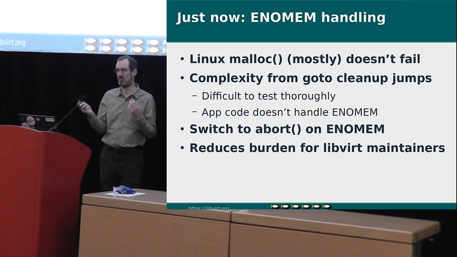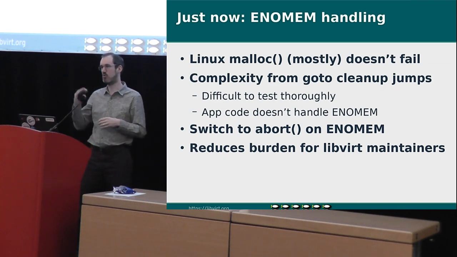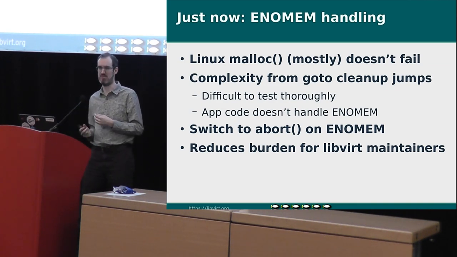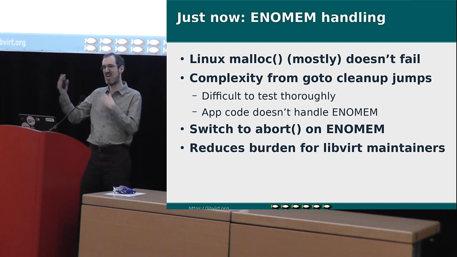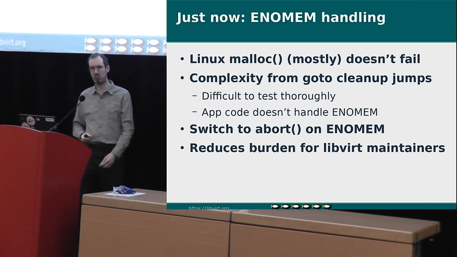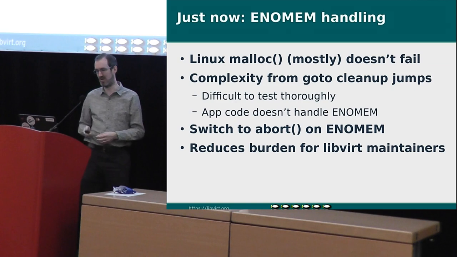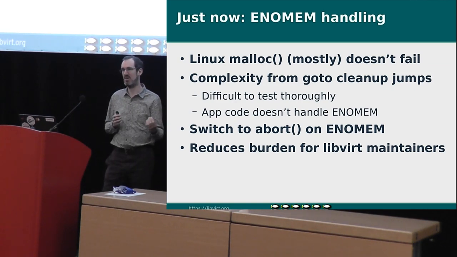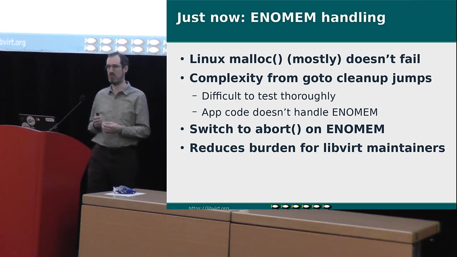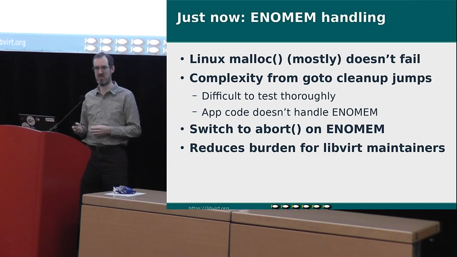So to cut a long story short, we basically decided the best thing to do is just to abort on out of memory failures and then gracefully handle restarting of the libvirt daemon. And this is good because we need to handle graceful restarting of the libvirt daemon anyway so that we can deal with software upgrades. So it kind of moves both scenarios onto the same well-tested code path and ultimately reduces the burden on the libvirt maintainers so that they can spend less time worrying about complex code cleanup paths and more time just working on the features that matter.